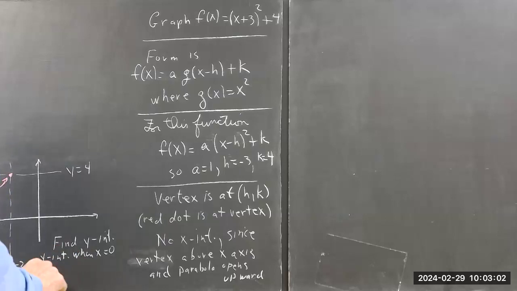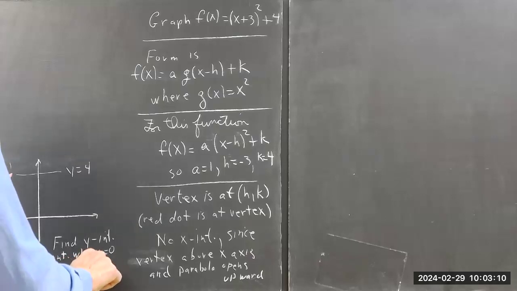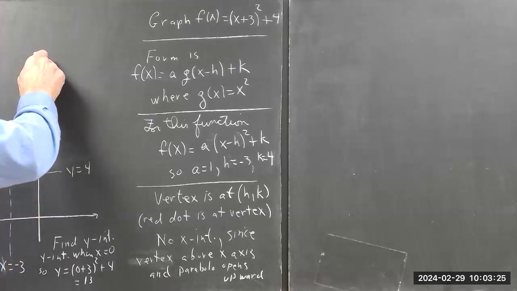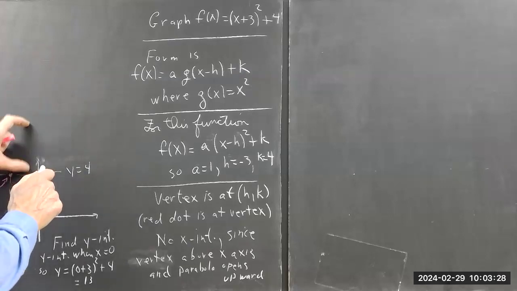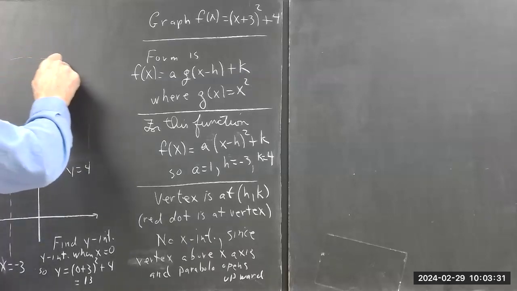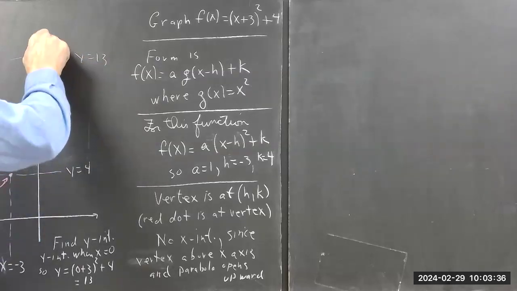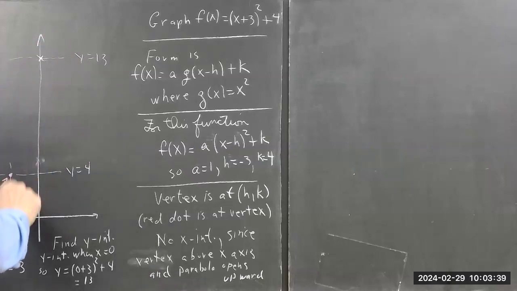The y-intercept occurs when x equals 0. So y equals 0 plus 3 squared plus 4, which is 13. Okay, well, this is -3, and this is y equals 4. So you've got to come all the way up to y equals 13 before we can locate the vertex. There's 4, 8, 12, 13 is going to be way up here somewhere. So we extend our y-axis up this high, and we get a y-intercept.